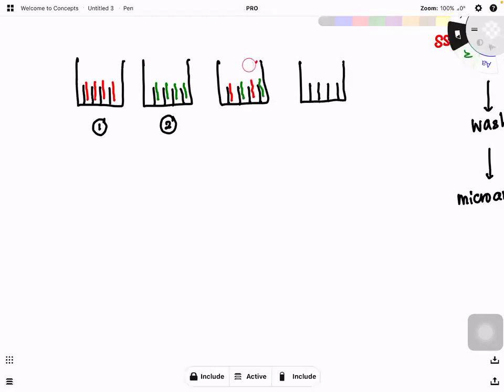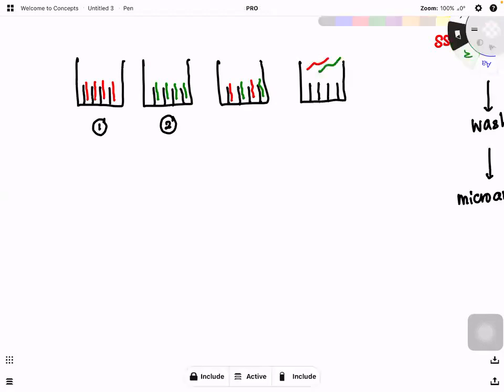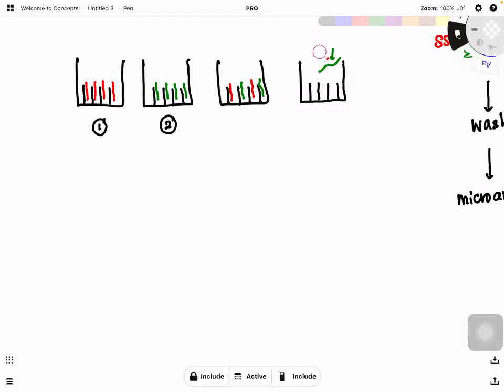Then we wash away the unbound. The last one also has the red color and the green color, but none of them bind. Why none of them bind? Because both of them didn't express. They don't have a complementary sequence, so they cannot bind. Can you see that? Those unbound ones will be removed.